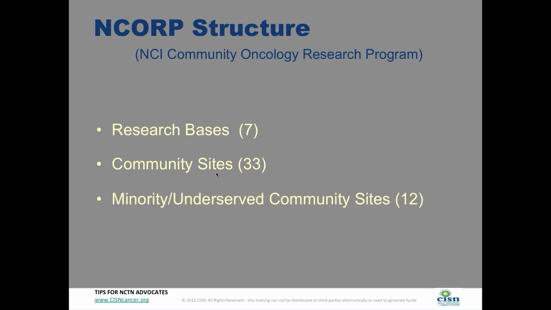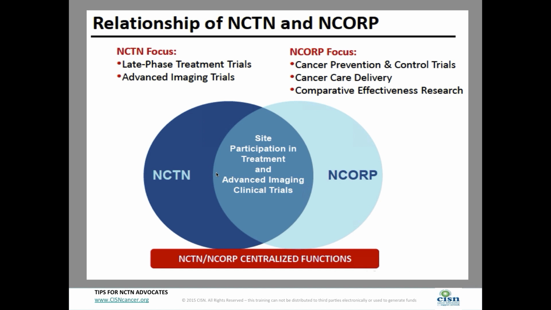There. And these were just issued this past year also, or the past couple of years, where there's research bases. So each of the 5 groups has a research base for the new NCORE, which is the NCI Community Oncology Research Program. And also they funded 33 community sites, as well as 12 minority and underserved community sites within the system. And they're not really set off to the side, they actually interact with each other.